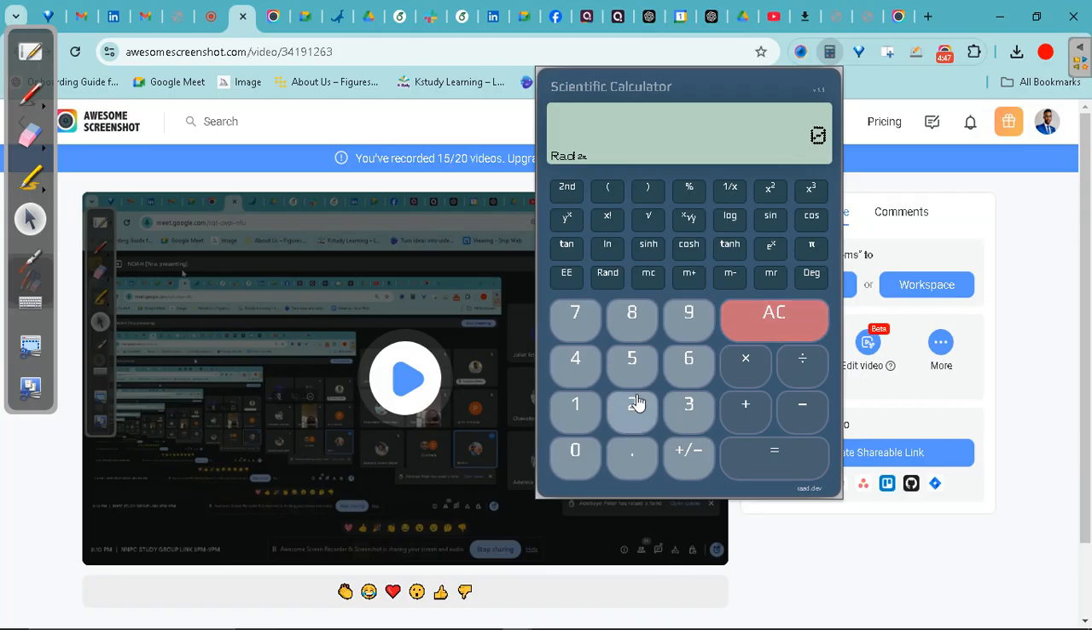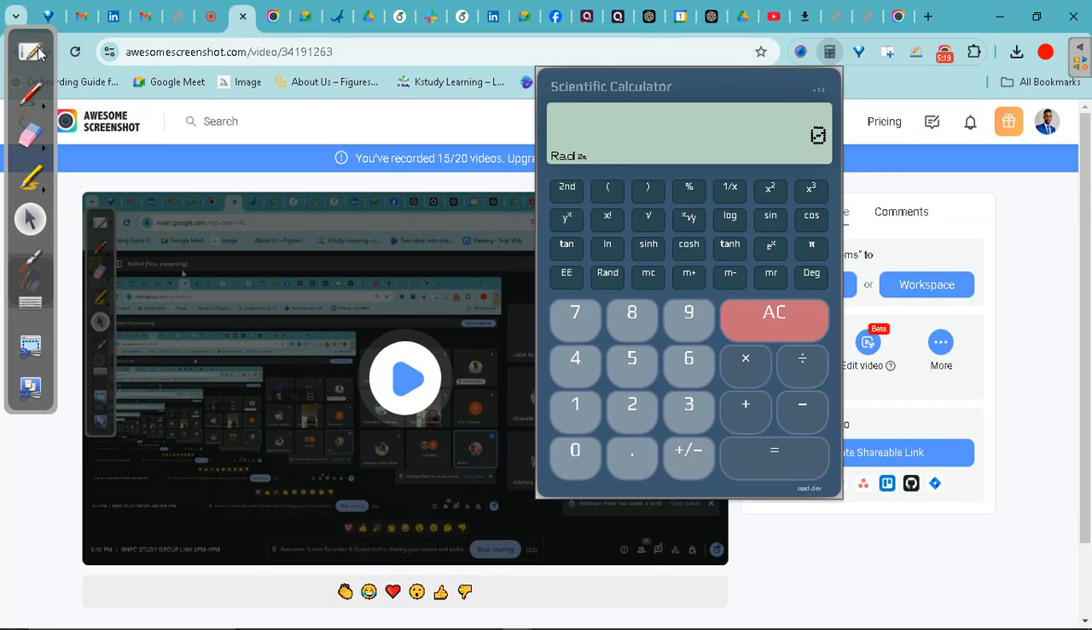Okay, it's 2.4. Let me try that again. 55 divided by 35 is what? 1.57, right? Good. Now the other fraction was 55 divided by, is this 63? 0.87. So what is 1.57 plus 0.87? Okay, 2.44, right? This is 2.44, good.